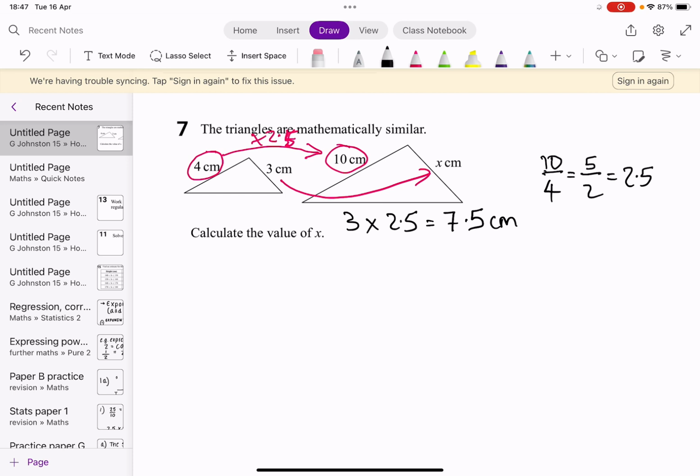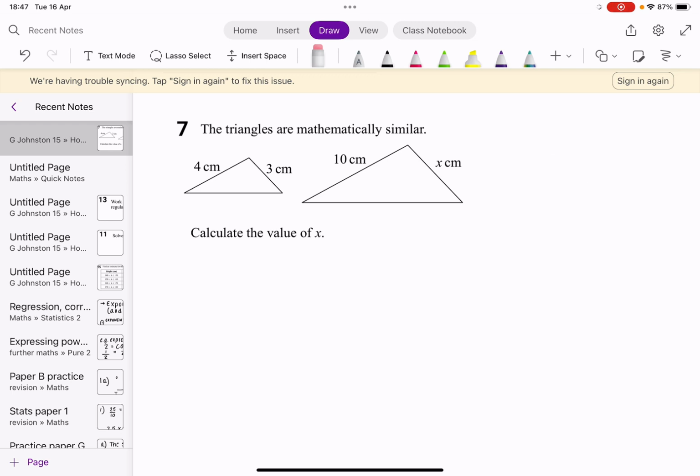Another way that I've done this in the past is actually, if I get rid of all this, sometimes you can't see them, so I used to draw a little triangle. I know it looks about the same size as the first one, but I used to look at these two sides, 4 and 10, and say, well, what is a common factor of both? And the common factor of both is 2.